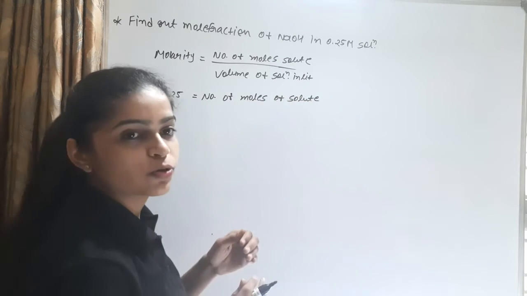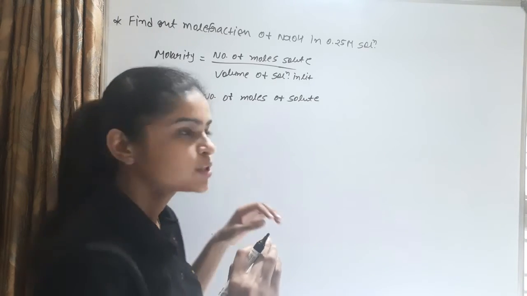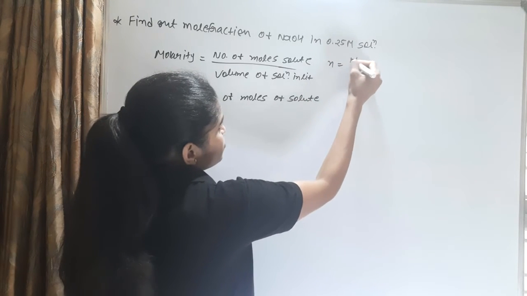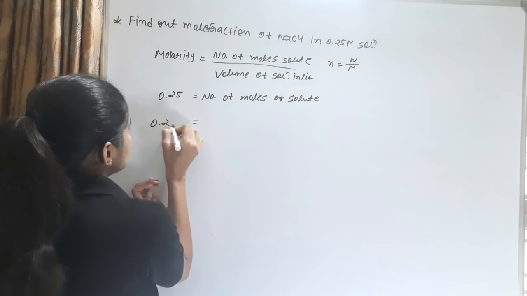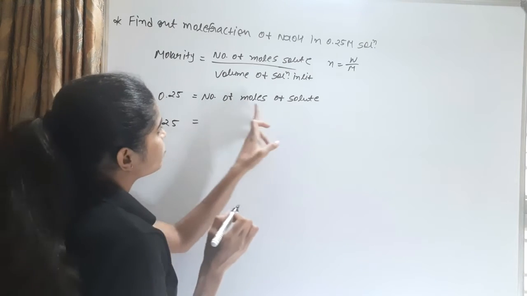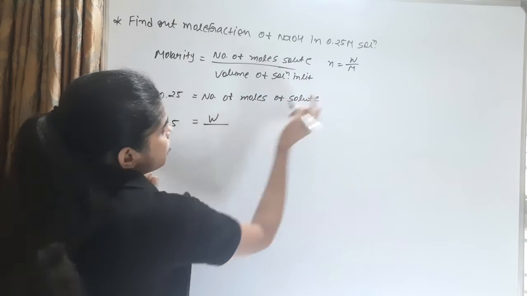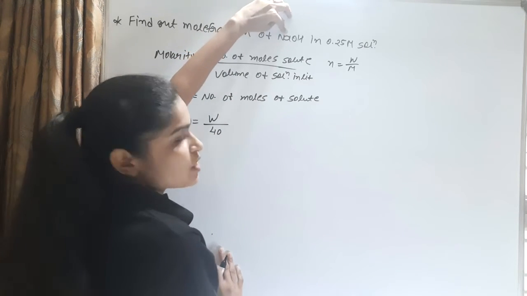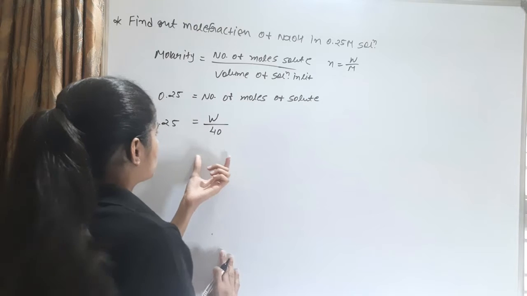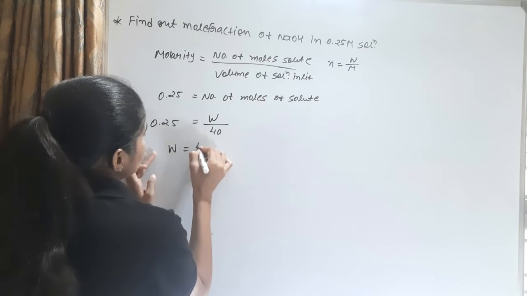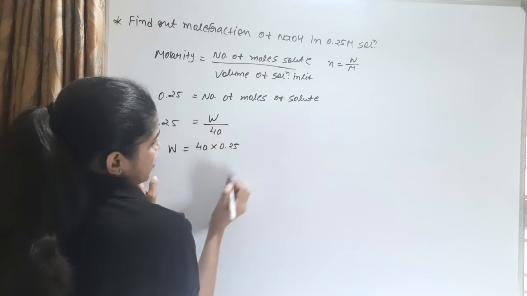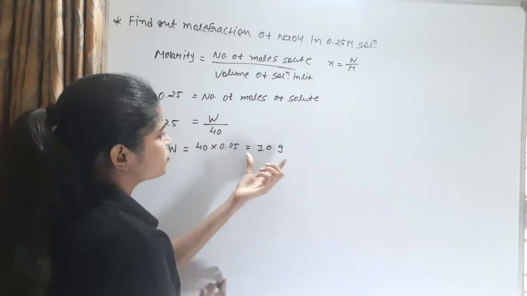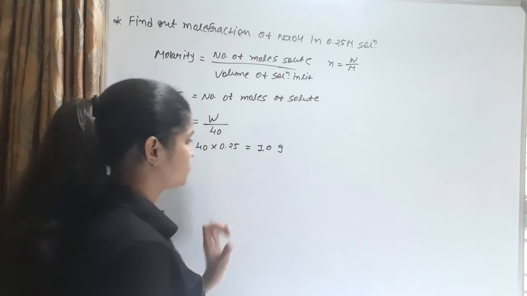Then how to find the grams of solute, meaning the weight of the solute? We know that the mole is equal to weight divided by molecular mass. So 0.25 moles is equal to W upon the molecular mass. For NaOH the molecular mass is 40: sodium 23, oxygen 16 plus hydrogen 1, so 40 gram. So the weight is equal to 40 multiplied with 0.25, that is 10 gram. So the weight of the NaOH is 10 gram.